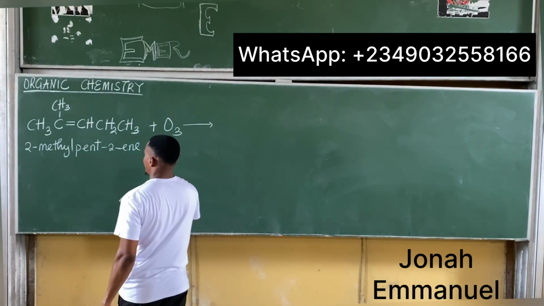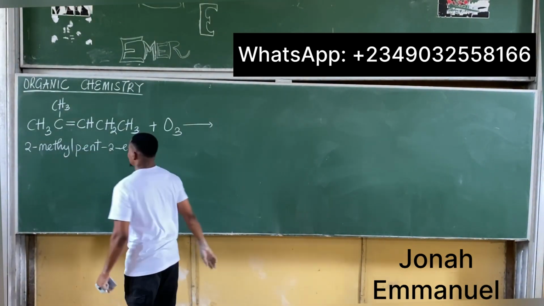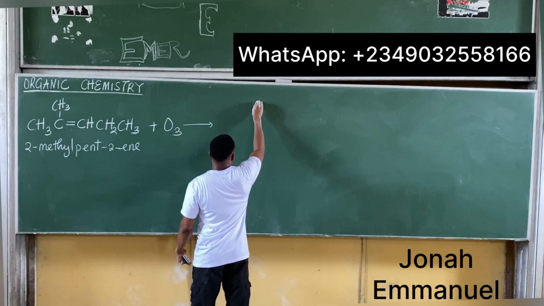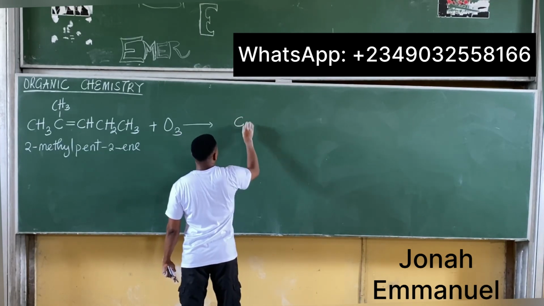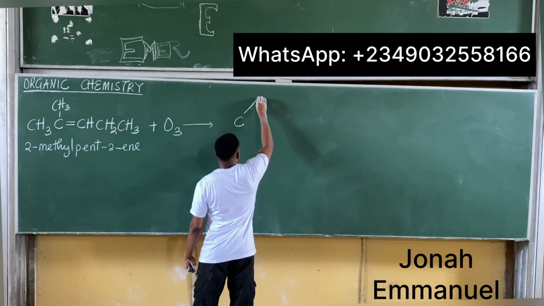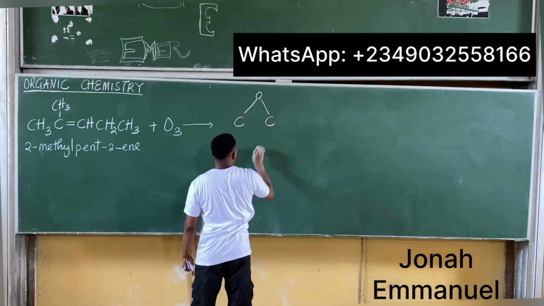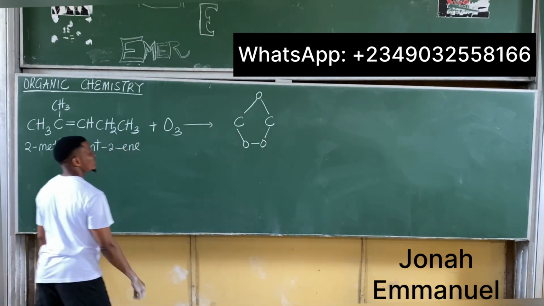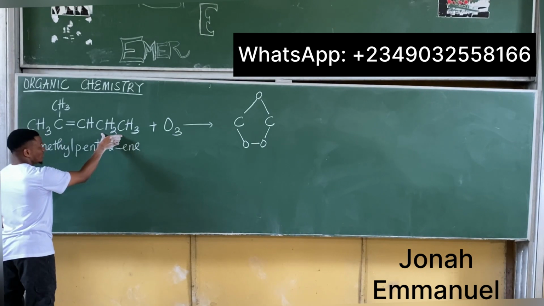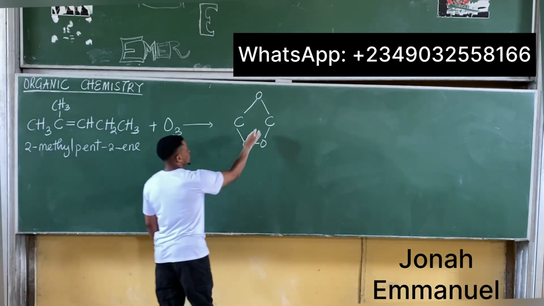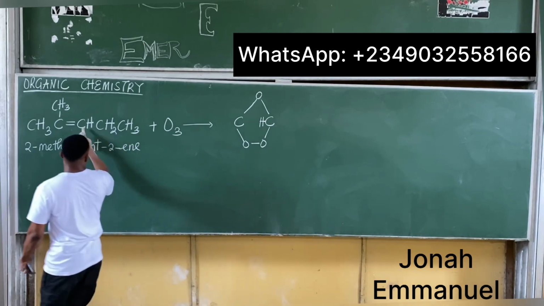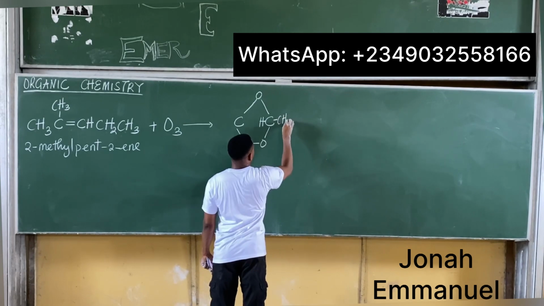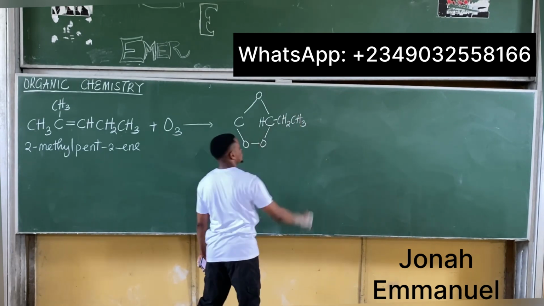What does your ozonide look like for this? If you can remember when I showed you ozonide, I said for ozonide you have C, Abi, to O, to C, Abi, to O. And I said the way you divide this is based on this. To become C, this H will be here. That's CH, CH2, CH3. This is your ozonide.